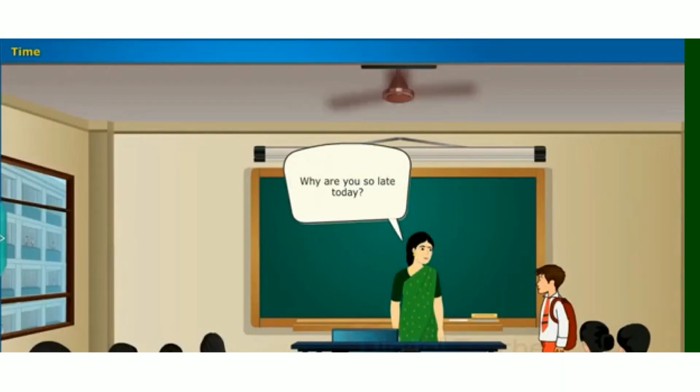We use the word time for different purposes. In some situations, without using the word time, we express the duration of time like so late, so quickly, etc. So how do we calculate time?